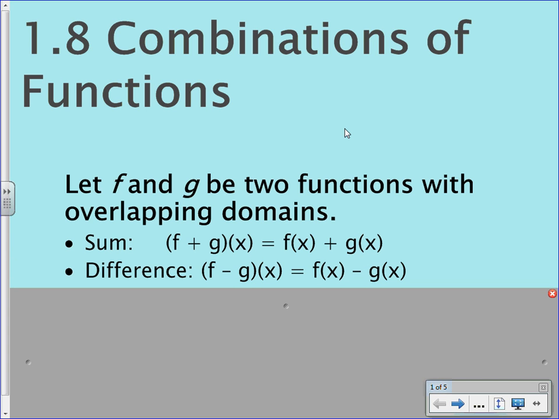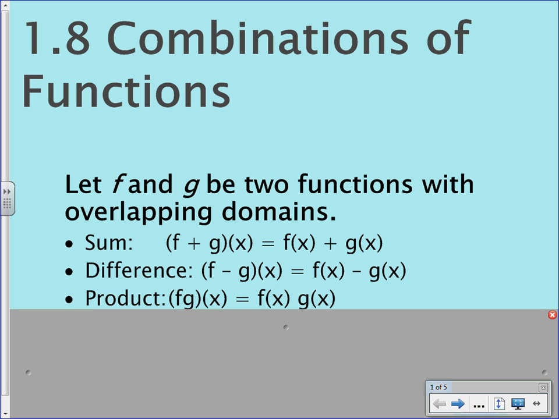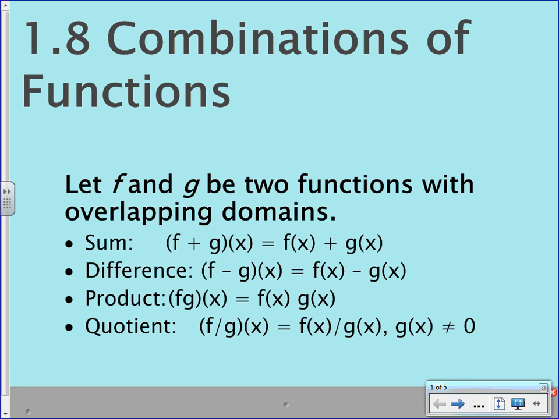The difference, just want you to look at the notation. F minus g of x just means take f of x and subtract g of x. Product, multiplication, f times g of x just means take f of x, multiply to g of x. And last but not least, the quotient. F over g of x just means take f and divide it by g.